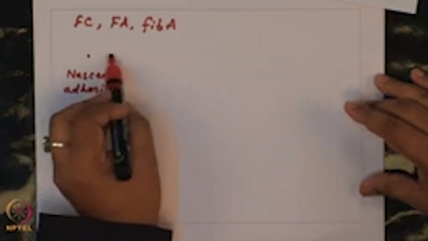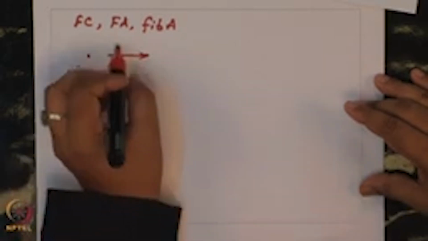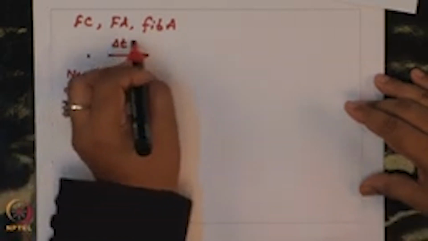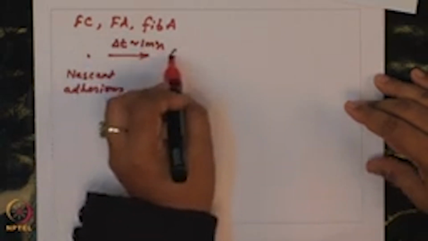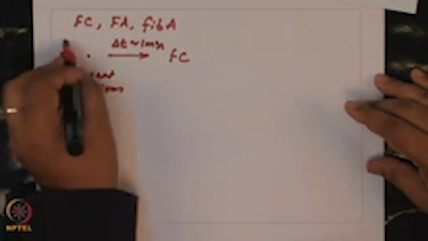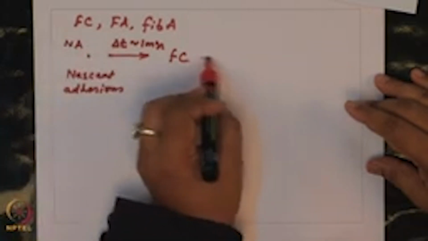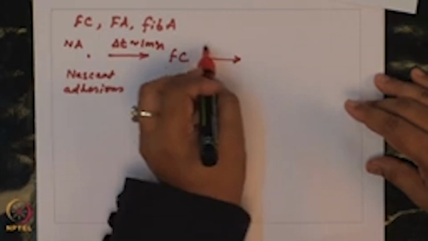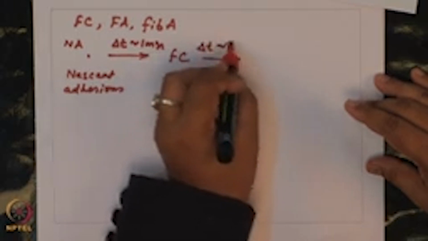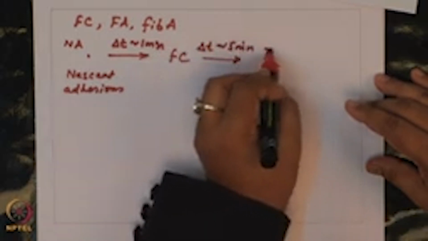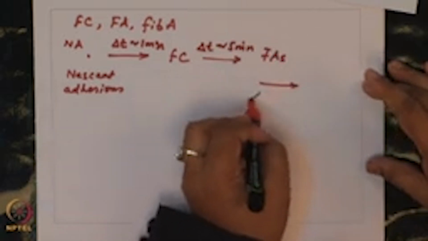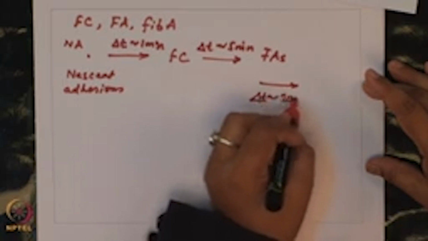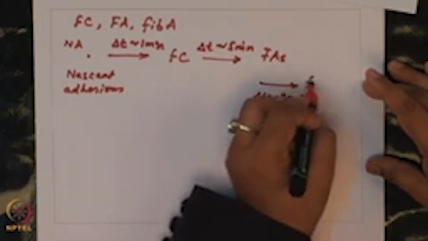Okay. So, if you follow the time span, delta t is order 1 minute, you can begin to see focal complexes, FCs. So, let us say we write nascent adhesions to FCs, delta t is order 5 minutes, you have FAs, and then order 20 minutes, you have fibrillar adhesions.